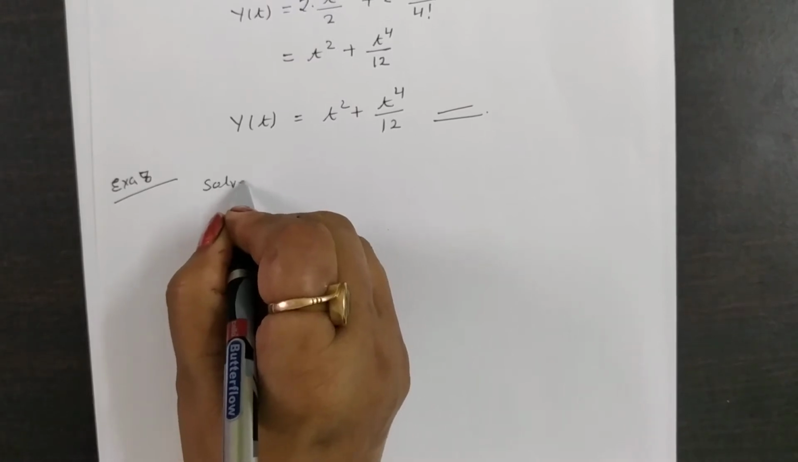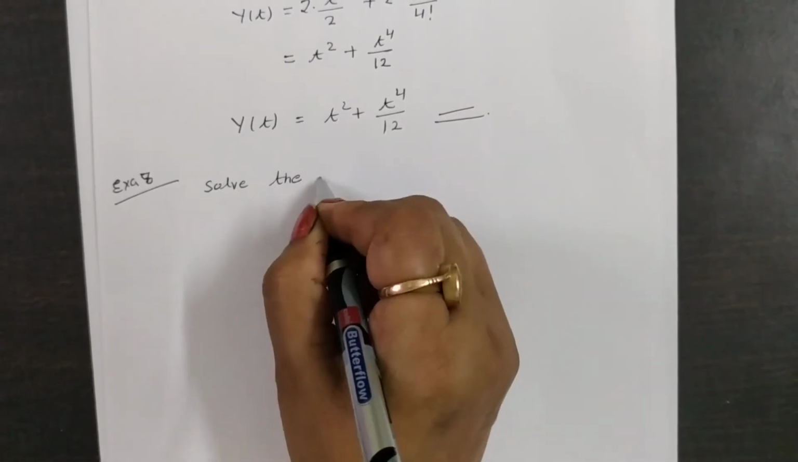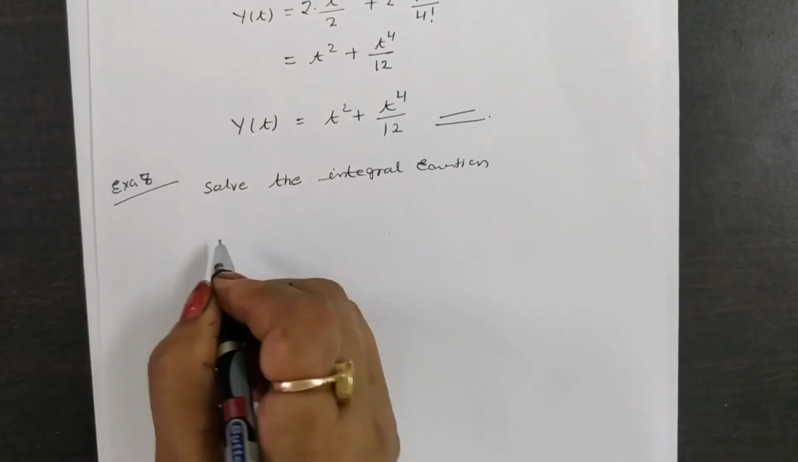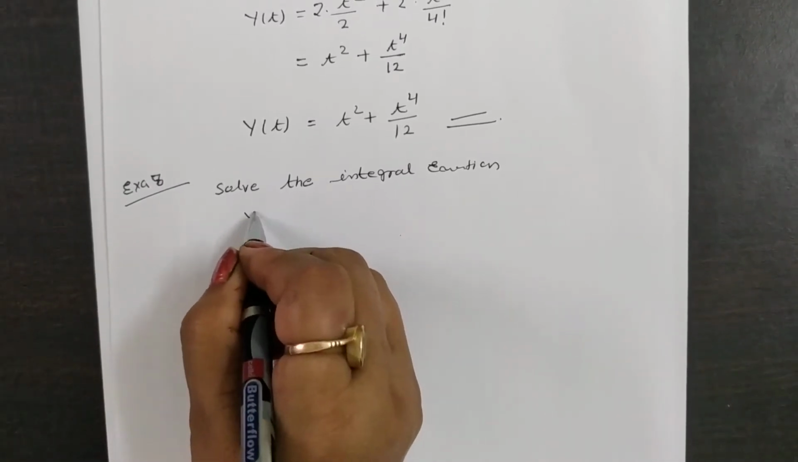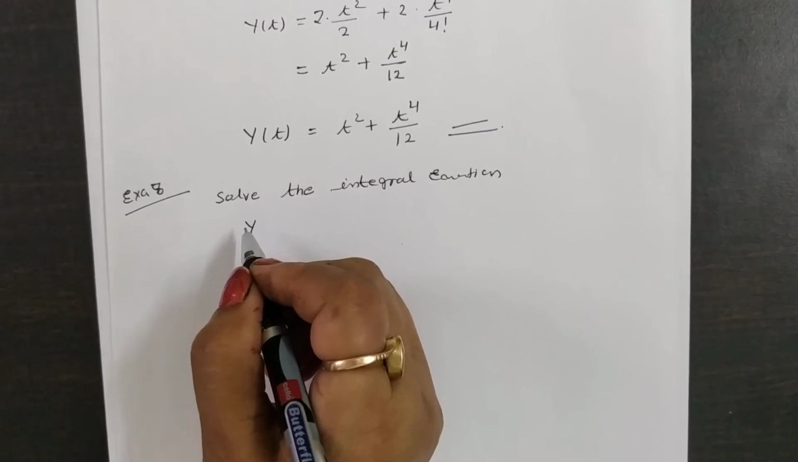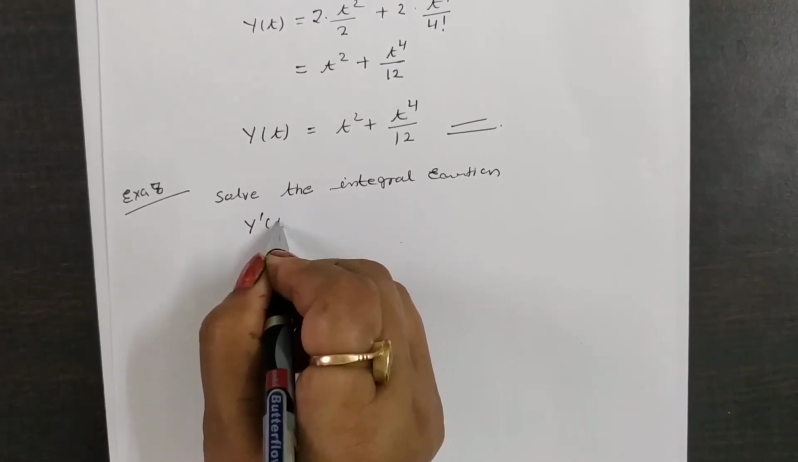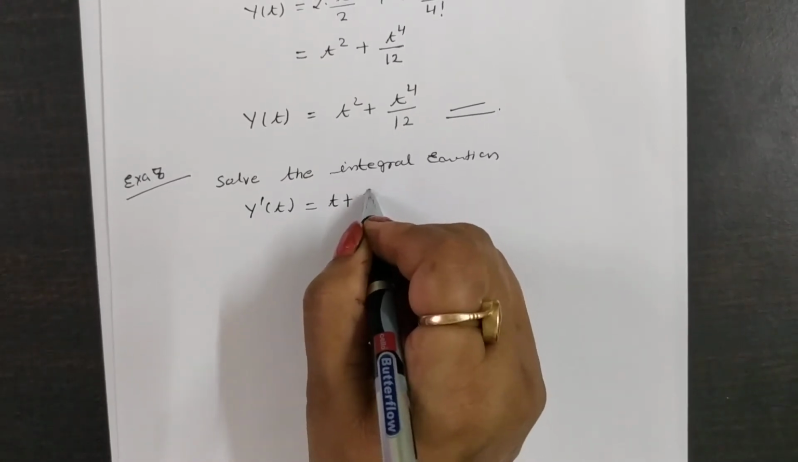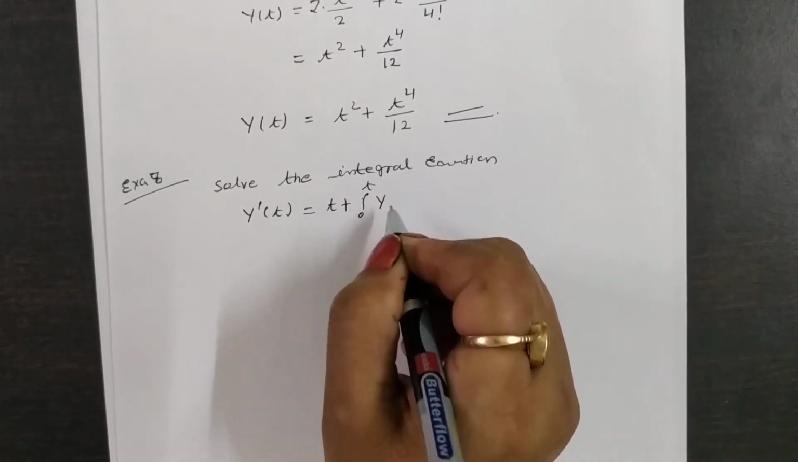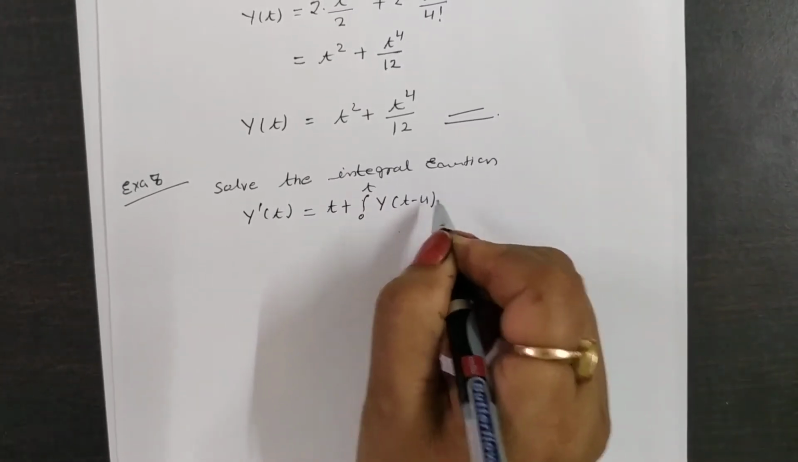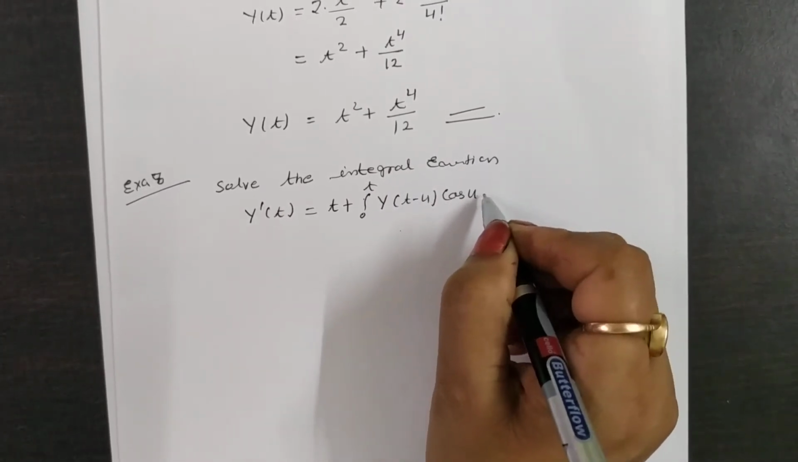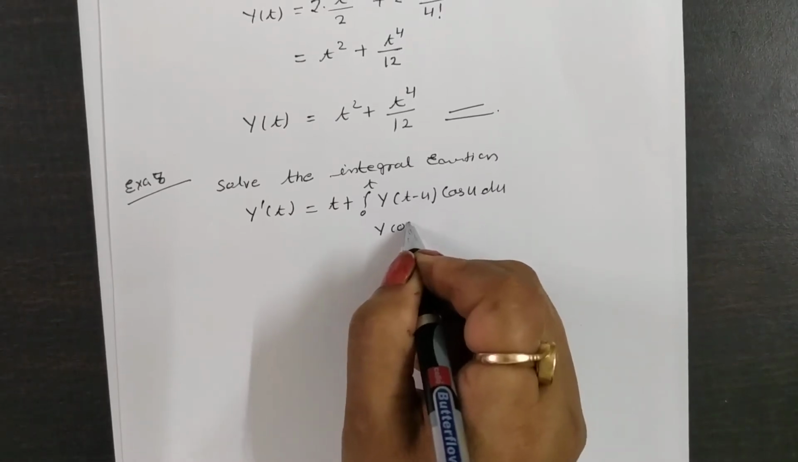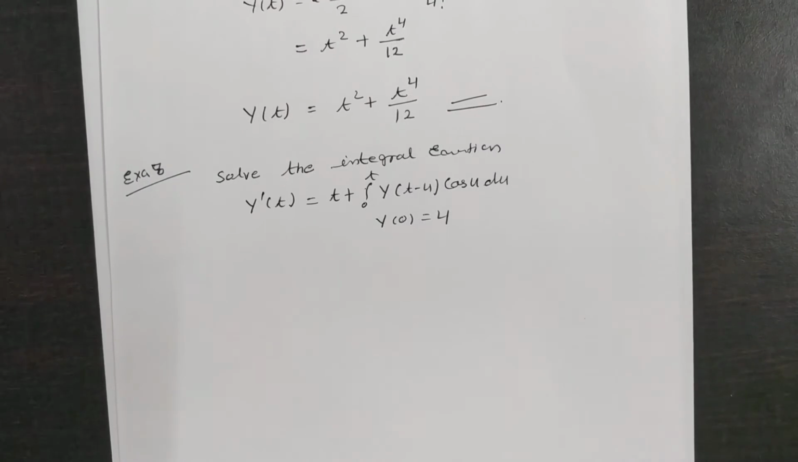Okay, solve the integral equation. The problem is y dash t, which is equal to t plus the integral from 0 to t of y(t minus u) cos u du, where the initial value is given, y(0) is given as 4. Yes, your problem is like that.